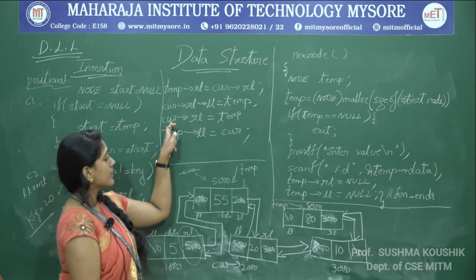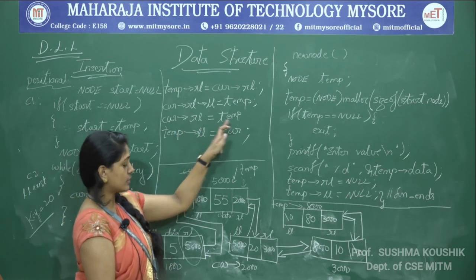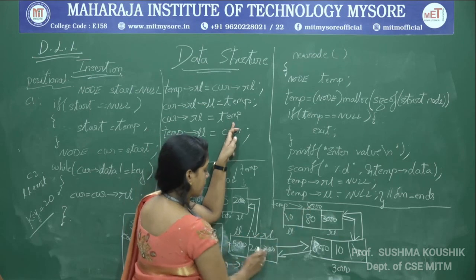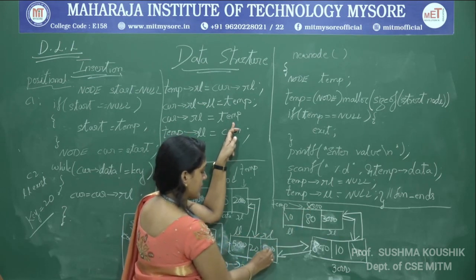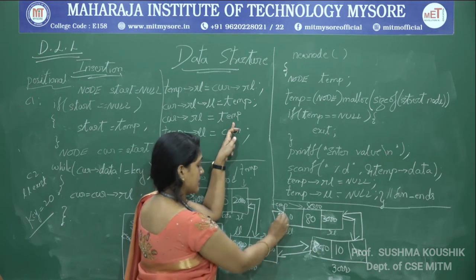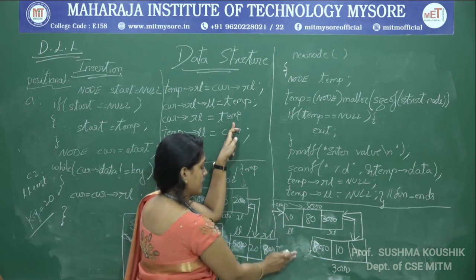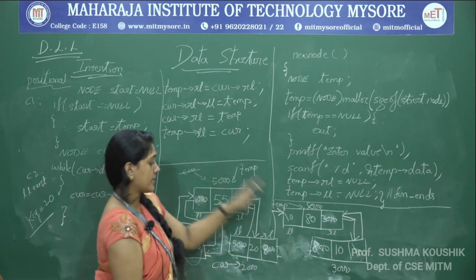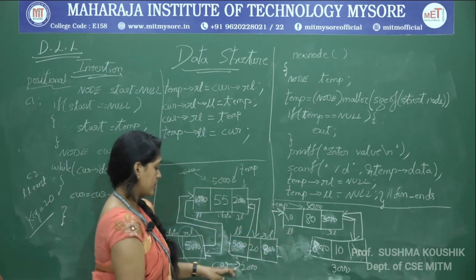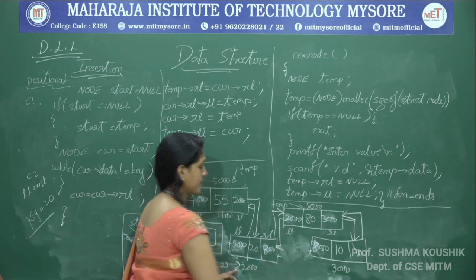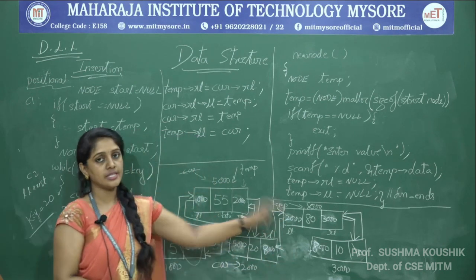Okay. Now current of RL is equal to temp. Current of RL is equal to temp. Temp is having 8000. So this is 8000. So we have established this link. Okay. And now temp of LL is equal to current, that is 2000. So on either direction link is ready. So this is how we did the insertion.